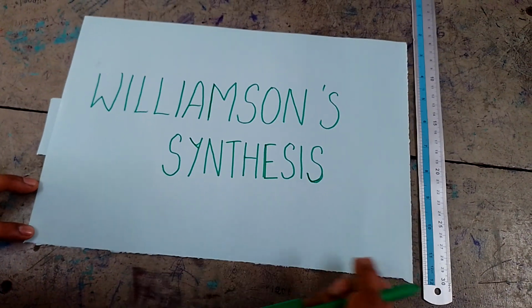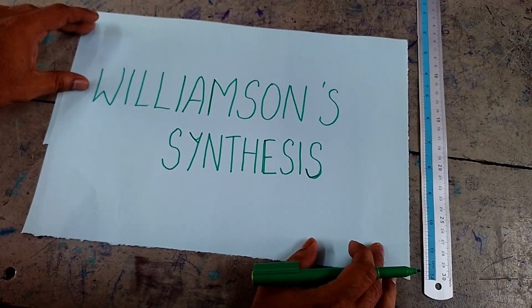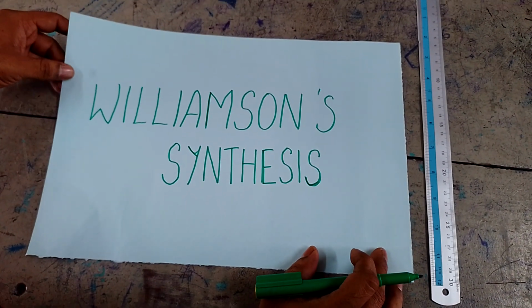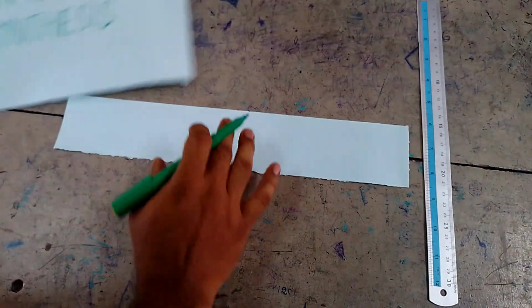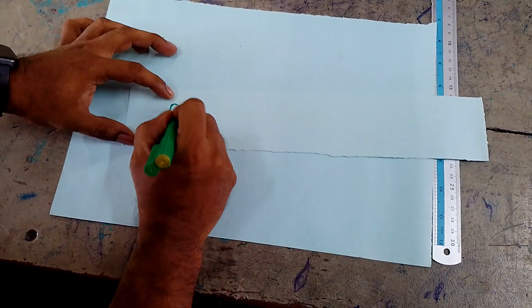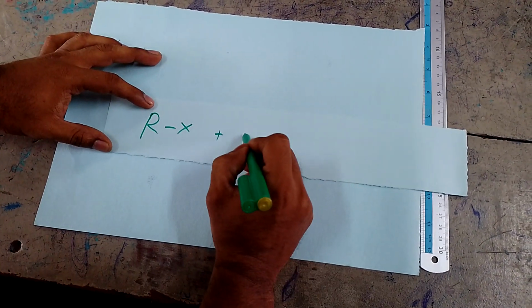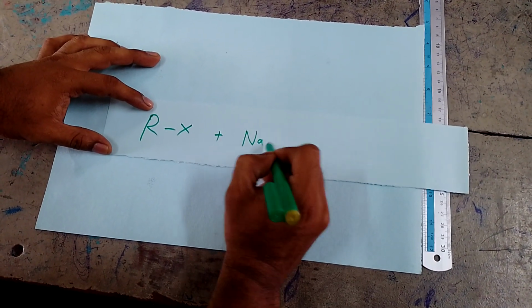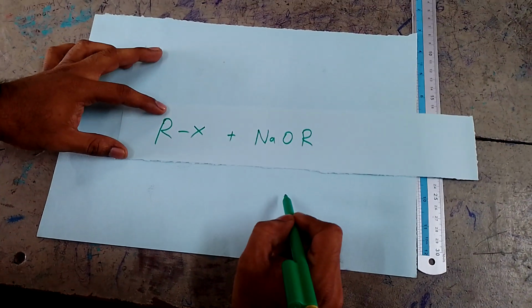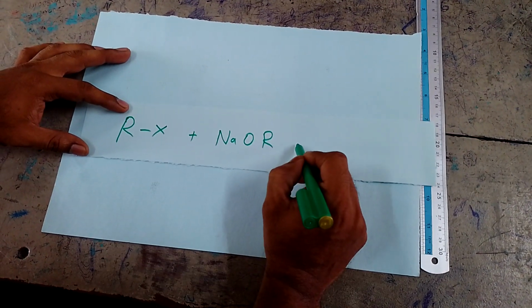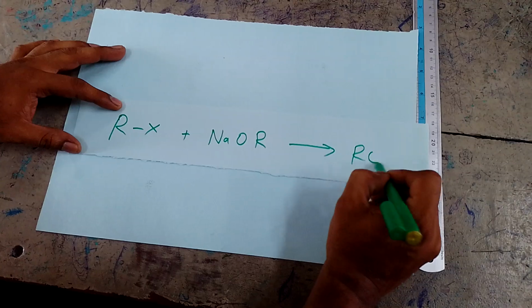This is an activity to demonstrate the Williamson ether synthesis reaction, in which an alkyl halide is one of the reactants and sodium alkoxide is another reactant. Both of these will give you an ether.